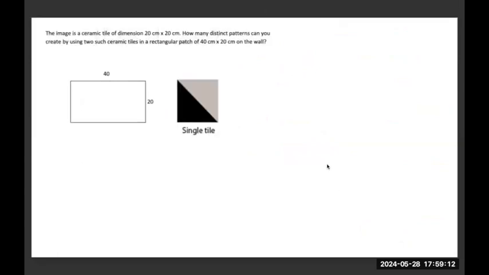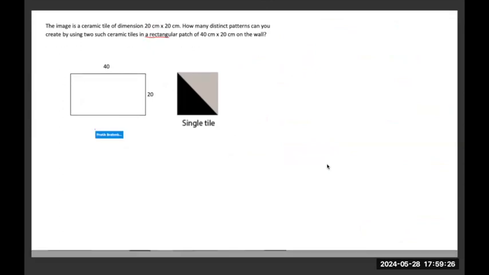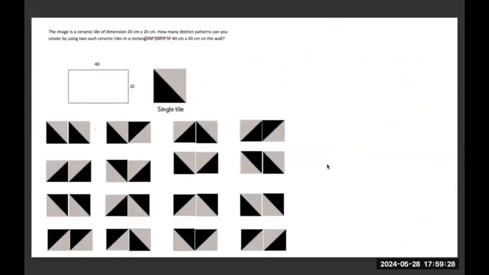Here you're given a ceramic tile which is of dimension 20/20. How many distinct patterns can you create by using 2 such ceramic tiles in a rectangular patch of 40/20 centimeters on the wall, which is given here? If you observe very carefully, these are all the possible options which you can get in the dimension of 40/20. This is a 40/20. This is also 40/20. These are all the unique patterns that you can get, which is 16 patterns.